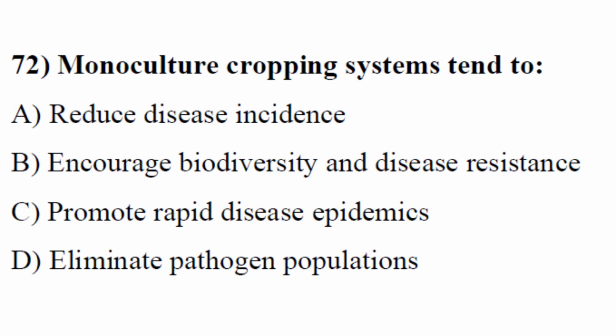72. Monoculture cropping systems tend to A. Reduce disease incidence. B. Encourage biodiversity and disease resistance. C. Promote rapid disease epidemics. D. Eliminate pathogen populations. Answer: C. Promote rapid disease epidemics.